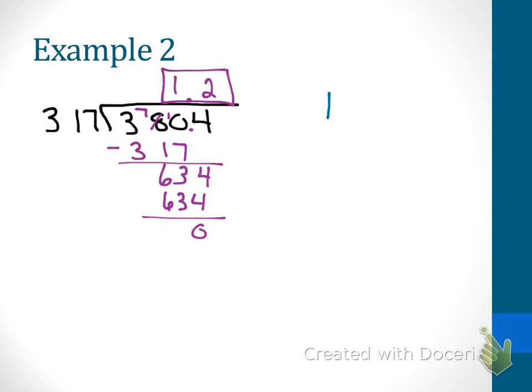Now, in the second example, I have 8 divided by 1 and 6/10. But I don't have a decimal in my dividend. So what do I do? Well, it already is after the 8. Add a 0. Very good. And now I've moved my decimal. 80 divided by 16 gives me my answer of 5.